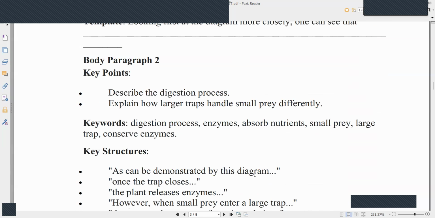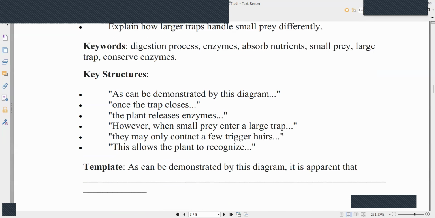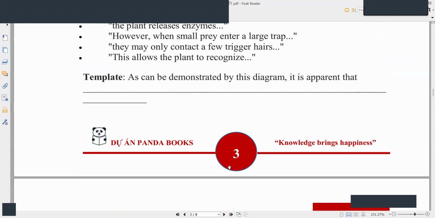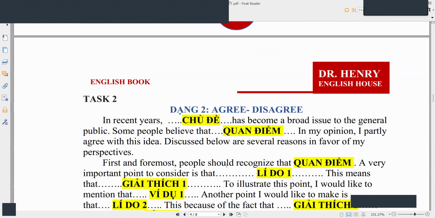Body paragraph 2. Key points. Describe the digestion process. Explain how larger traps handle small prey differently. Keywords: digestion process, enzymes, absorb nutrients, small prey, large trap, conserve enzymes. Key structure: as can be demonstrated by this diagram. Once the trap closes, the plant releases enzymes. However, when small prey enter a large trap, they may only contact a few trigger hairs. This allows the plant to recognize. As can be demonstrated by this diagram, it is apparent that.